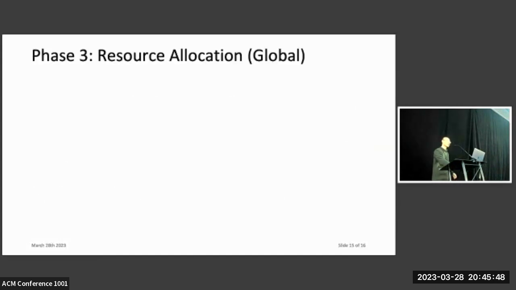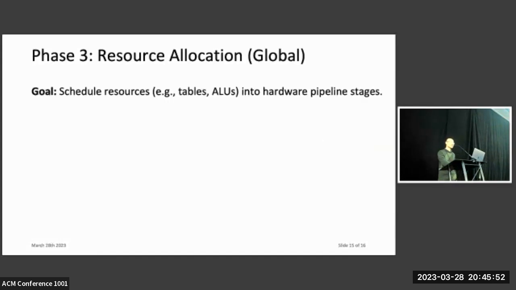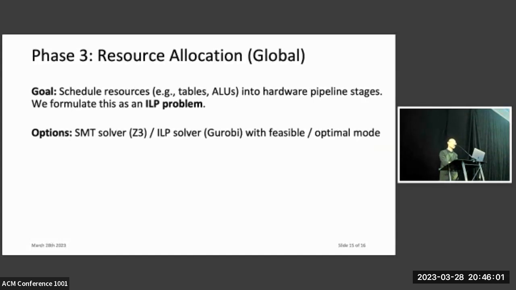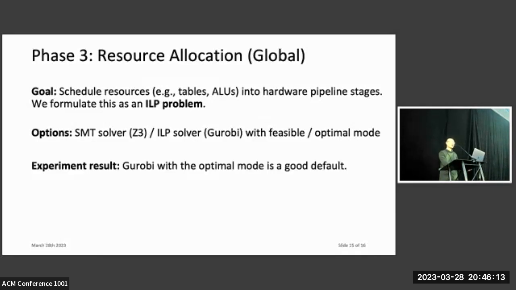So finally, the third phase is to do the resource allocation globally. In this phase, we will schedule each type of resource into the hardware pipeline stages. We formulate it as an integer linear programming problem and leverage SMT solvers such as Z3 or ILP solvers such as Gurobi to find either a feasible solution or an optimal solution. The users can choose whatever they want depending on their preference. But our experiment results show that the Gurobi solver in optimal mode might be a good default.